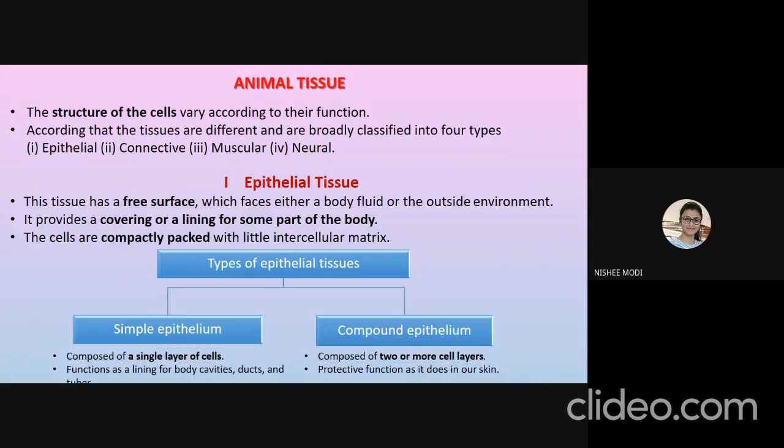The cells are compactly packed with little intercellular matrix. The types of epithelial tissue are simple epithelium and compound epithelium. In simple epithelium, there is a single layer of cells, and in compound epithelium, two or more cell layers. Simple epithelium functions as a lining for body cavities, ducts, and tubes. Compound epithelium has two or more cell layers, and it gives a protective function to our organs. It is present in our skin.